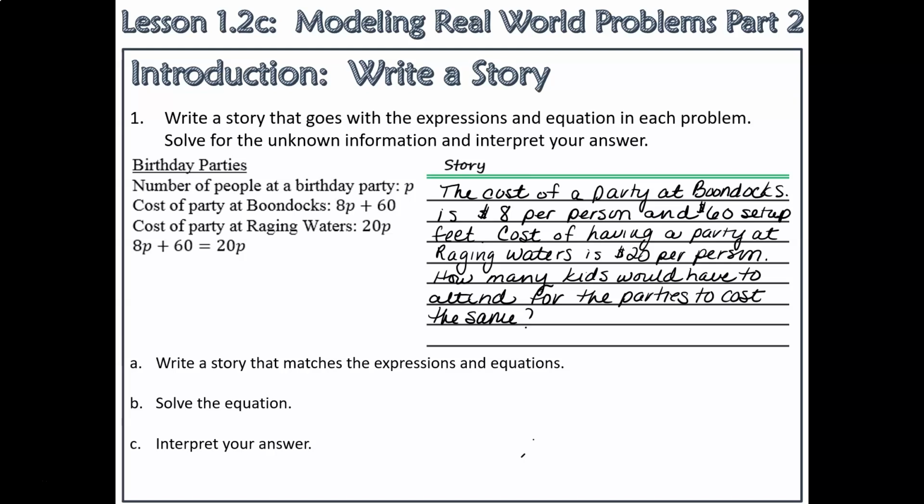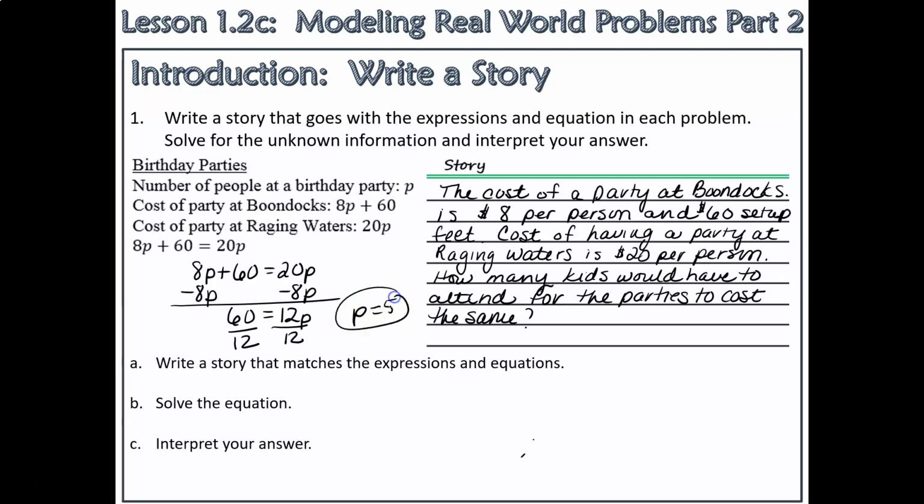That's part A. So now part B says solve the equation. So we have 8P plus 60 equals 20P. So I'm going to subtract that 8P from both sides. So I have 60 equals 12P. We're going to divide each side by 12, and that gives you 5. So the answer is P equals 5.